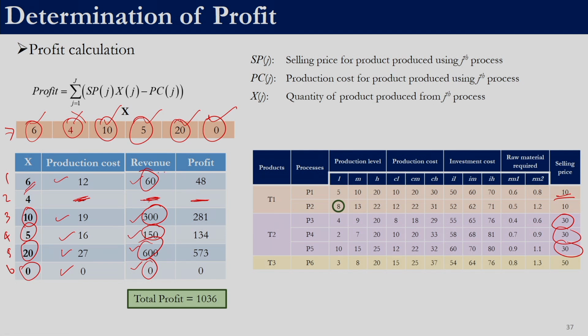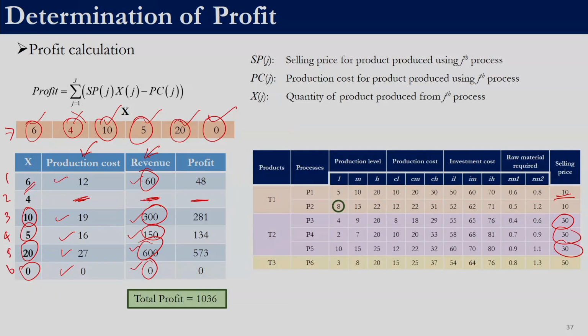So, the profit is revenue minus production cost. Remember, it is not the investment cost. Investment cost is a one time cost which is required to establish the plant. Production cost is the recurring cost. So, profit can be calculated for each process: 300 minus 19 is 281, 150 minus 16 is 134, 600 minus 27 is 573, and this will be 0. The sum total of this is the total profit.